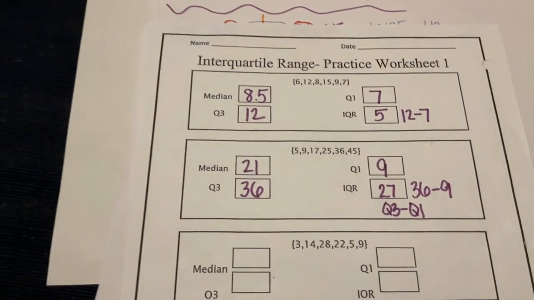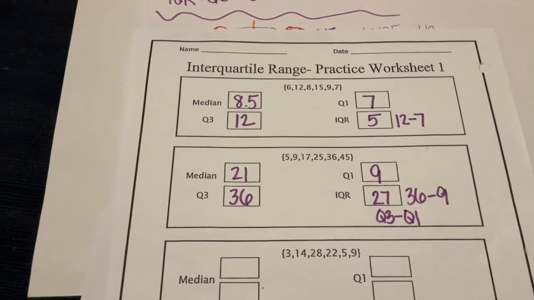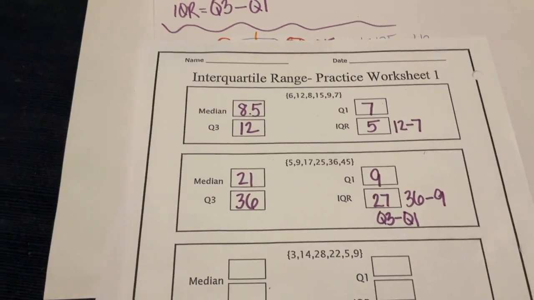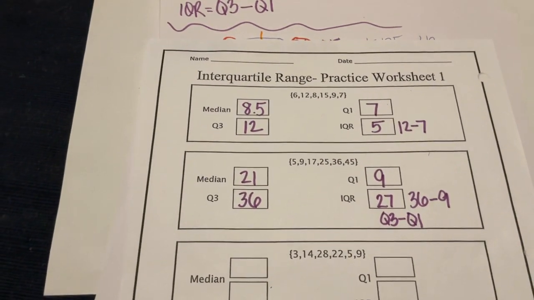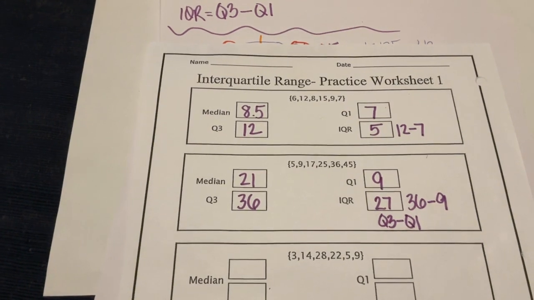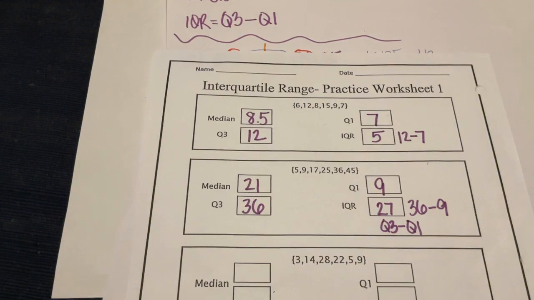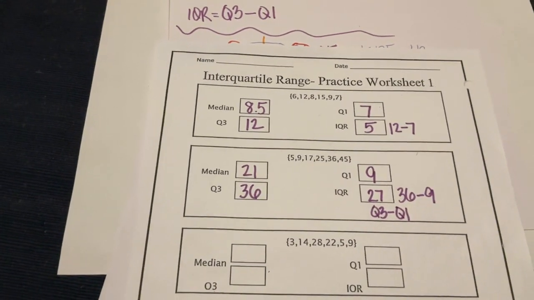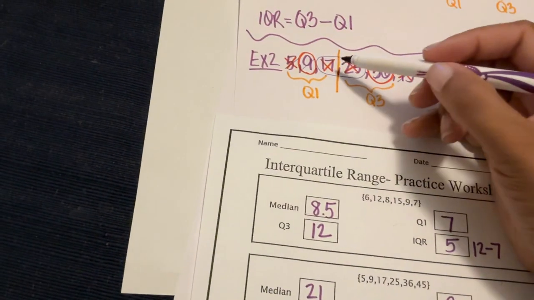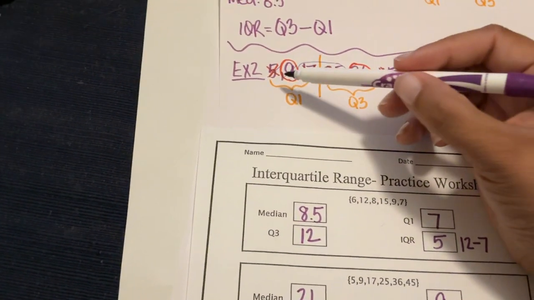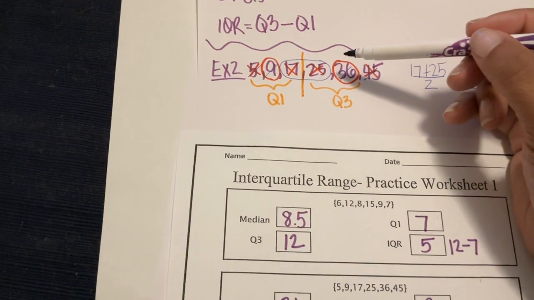So, when it comes to median, it means the middleman, the middle number. You need to cross off pairs, one in the front and one in the back, until there is either 1 number or 2 in the middle. If it's just 1 number, that is the median. If there are 2 numbers, you must add them and divide to get the median. Then you draw your line down and find the median for both Q1 and Q3.